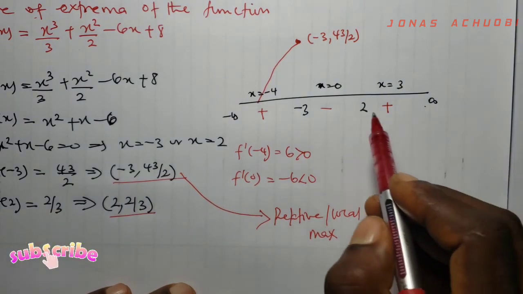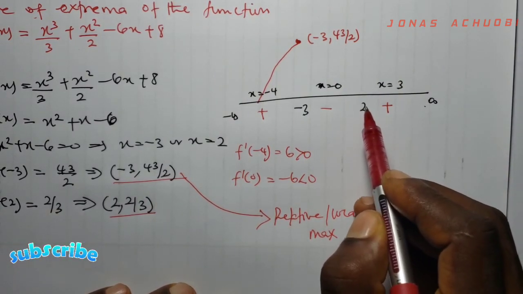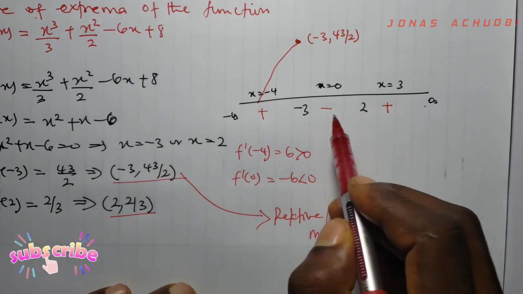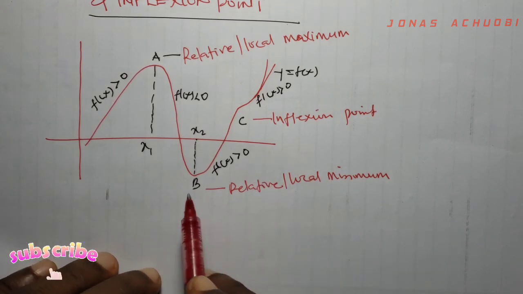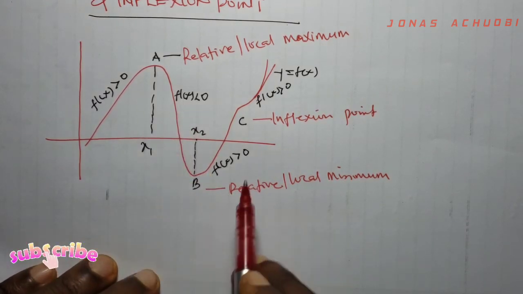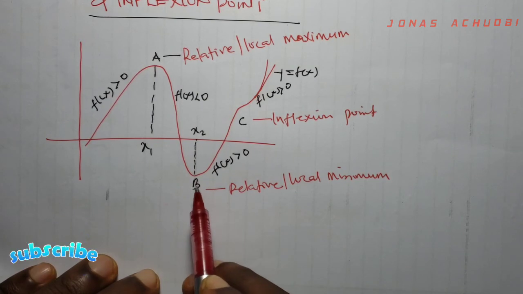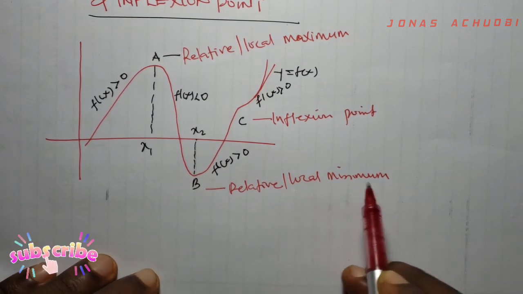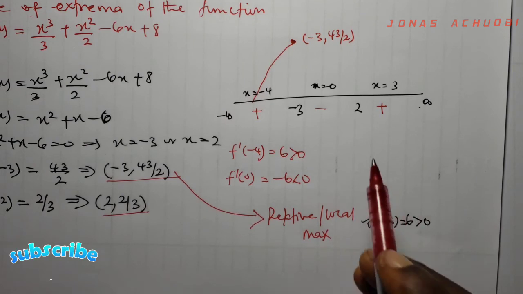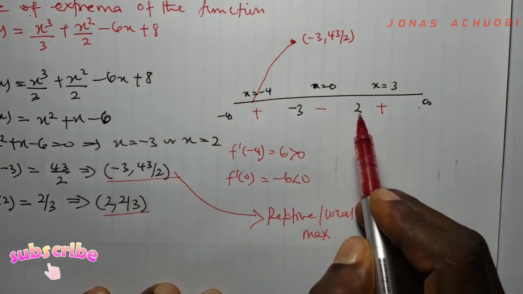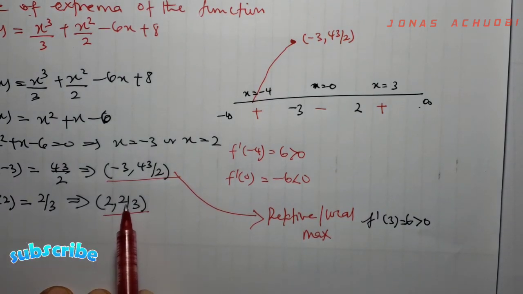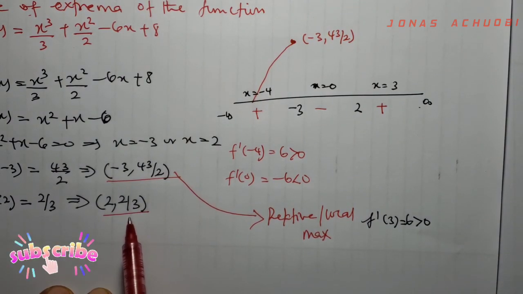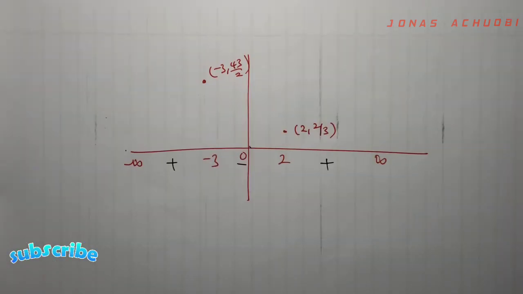So what do we observe? At the critical value x equal to 2, there is a change in sign of slope from negative to positive. And we had discussed earlier that when the slope changes from negative to positive, the critical point in question must be a relative or local minimum. So this implies that the critical point which corresponds to x equal to 2, and the critical point is 2, 2 over 3, must be a relative or local minimum.